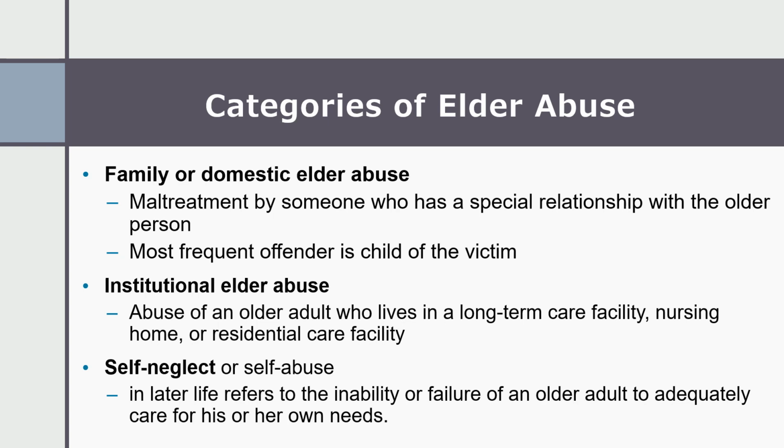The final category of elder abuse is self neglect or self abuse. Now, self neglect is a category that is only in elder abuse. Because adults have free will and adults have privacy rights, think about self abuse in terms of the person not taking care of themselves. So the inability or failure of an older adult to adequately care for his or her own needs. This may be failure to take medication as prescribed, failure to feed themselves, failure to bathe themselves. We see hoarding a lot in self neglect situations, unclean houses, things like that.